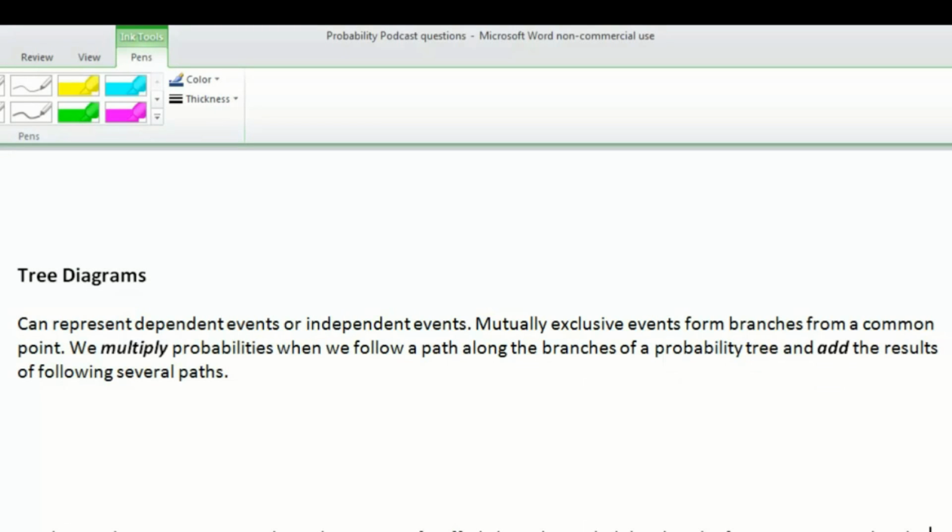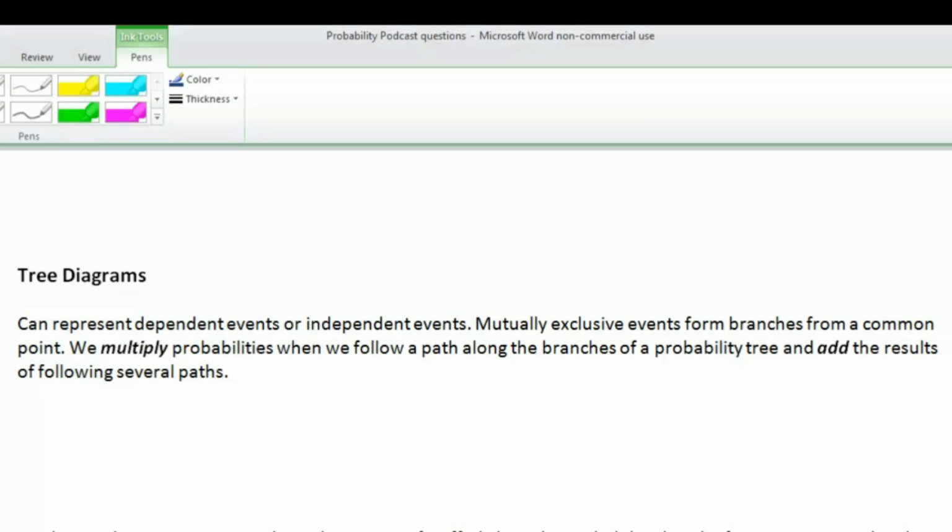This brings us quite nicely on to tree diagrams, which is a favourite on the GCSE papers, and that's a way of illustrating lots of different situations. We can represent both dependent and independent events on tree diagrams, and when we start drawing a diagram in a minute you'll see that branches that come from the same point are all mutually exclusive. So it's a wonderful diagram for representing lots of different situations.